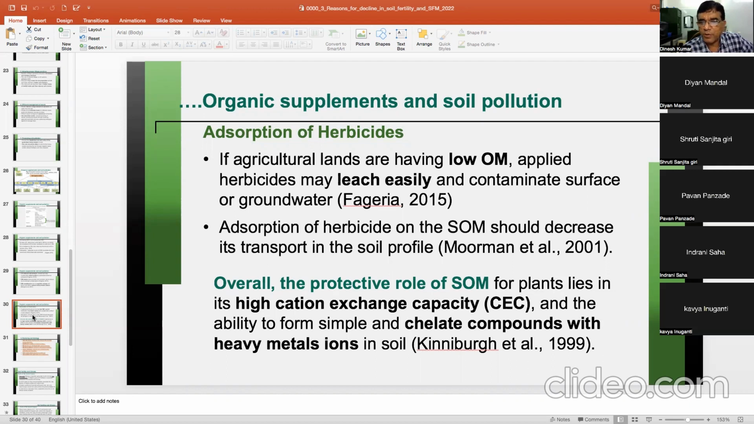Overall, the protective role of soil organic matter for plants lies in its high cation exchange capacity, you already answered, and the ability to form simple and chelate compounds with heavy metal ions in soil. So these are the 4 lines. It summarizes everything. The major role of organic matter is control of soil pollution. And also it will increase the population of the microbes that can decompose the toxic materials. So that is also important. So overall, the protective role of organic matter for plants lies in its higher cation exchange capacity and ability to form simple and chelate compounds with heavy metal ions in soil.